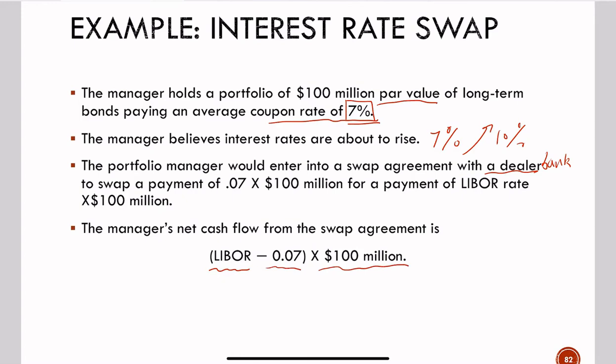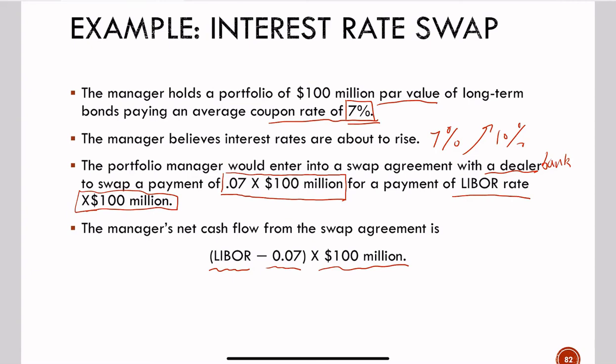Again, what you're doing is you will give up your income from your fixed coupon rate bond. And you give up this income in exchange for this LIBOR rate times $100 million. So essentially, you're exchanging this fixed rate interest income for market rate interest income. And you can see that if you're right, if the market rate indeed increases, you will earn a positive profit.